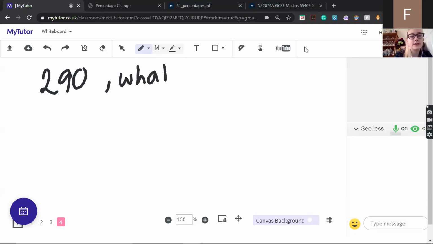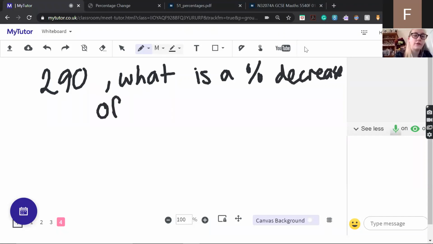What is a percentage decrease of 376%? I'm making it a horrible one so that you can see. In fact, no, I'm not going to make it even worse. 376%. So we want to take this number and we want to know what happens if we decrease that number by 376%.